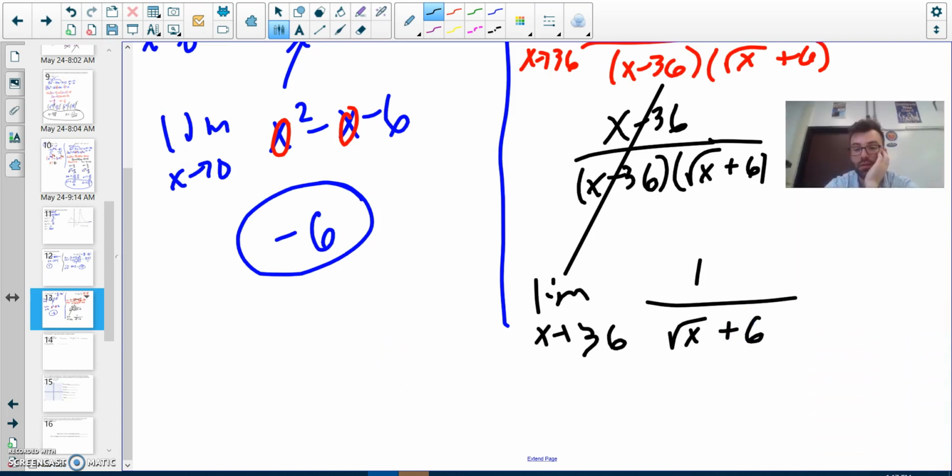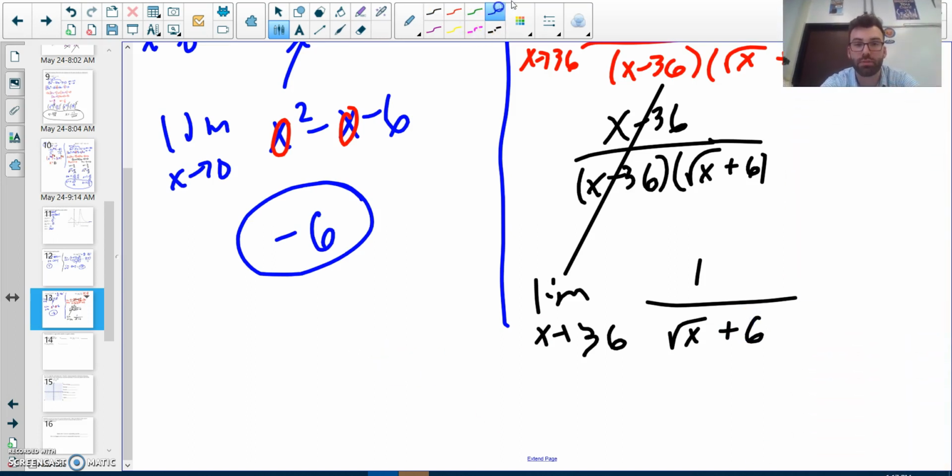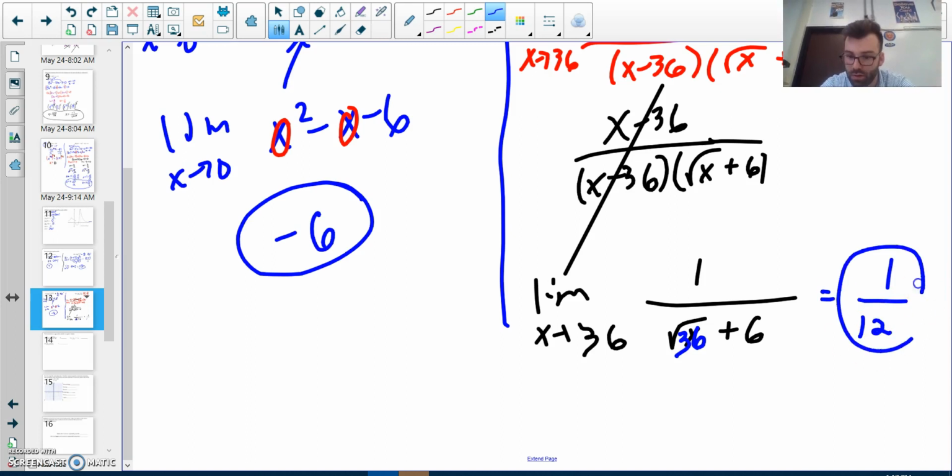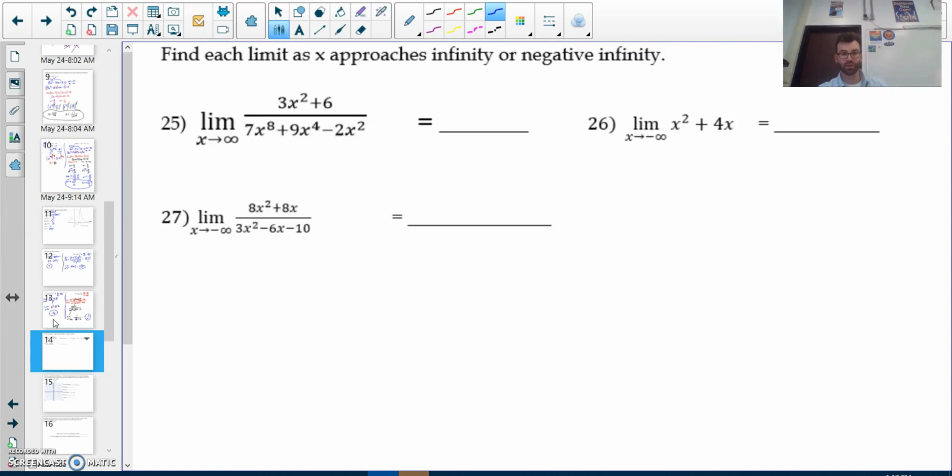So if I plug in 36 here, well, the square root of 36 is 6. So it's 1 over 6 plus 6, which is 1 over 12.